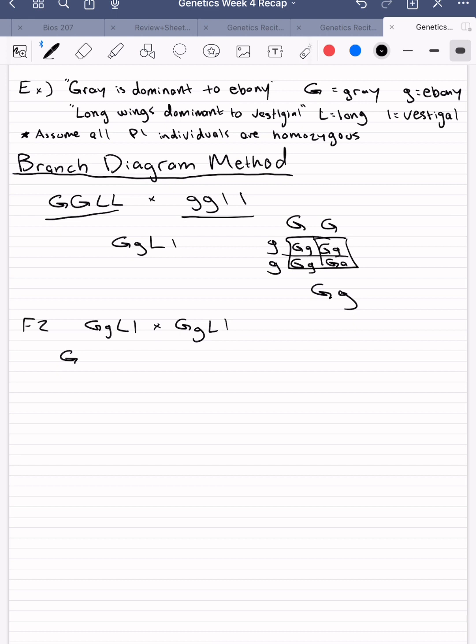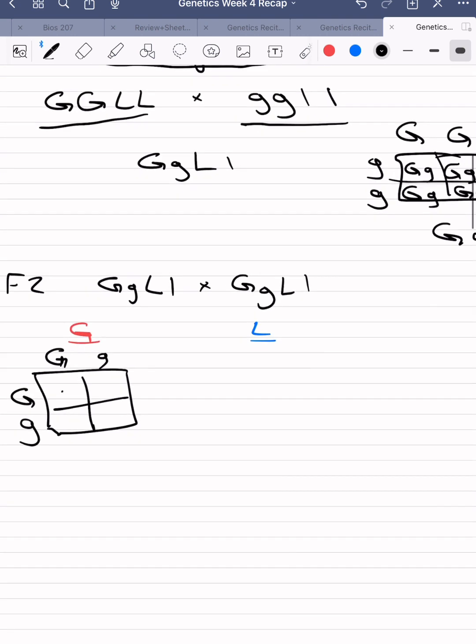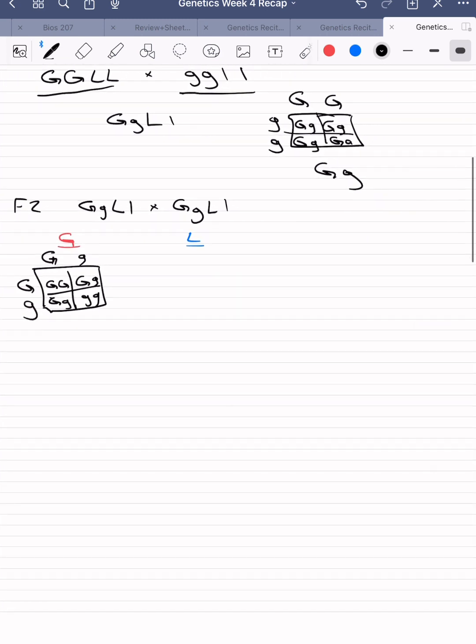So here we have a Punnett square that we're going to cross for the G, and a Punnett square we're going to cross for the L gene. We're going to have a big G, a little g, a big G, and a little g. And if we do the cross, we get many possibilities. So for the genotypes, we have 1 out of 4 that are going to have homozygous dominant genotype.